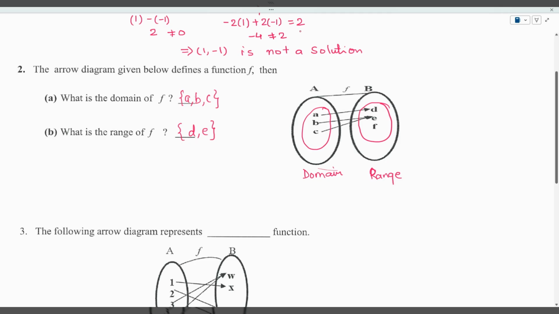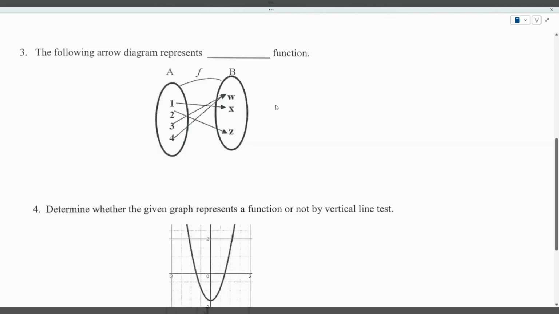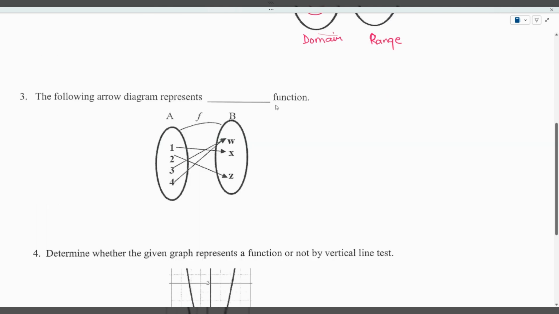Let us go to question number 3. The question is: the following arrow diagram represents a function. Which type of function is it? Students, as you know, there are three types of function: one to one, onto, and both one to one and onto.